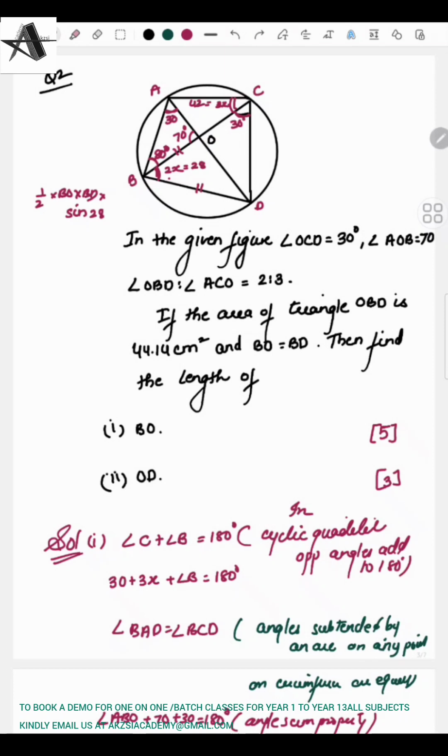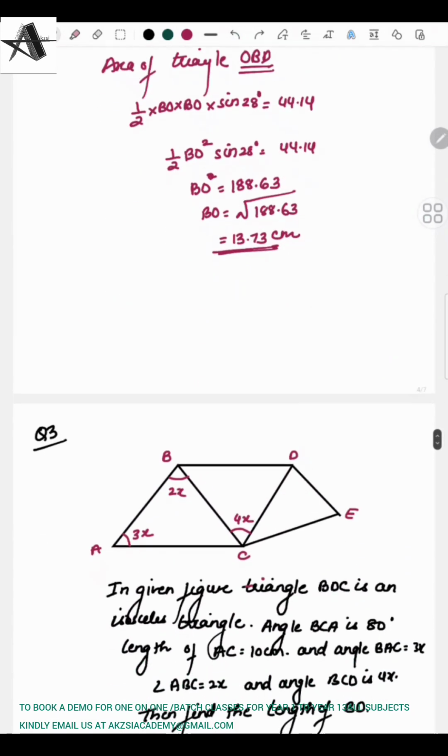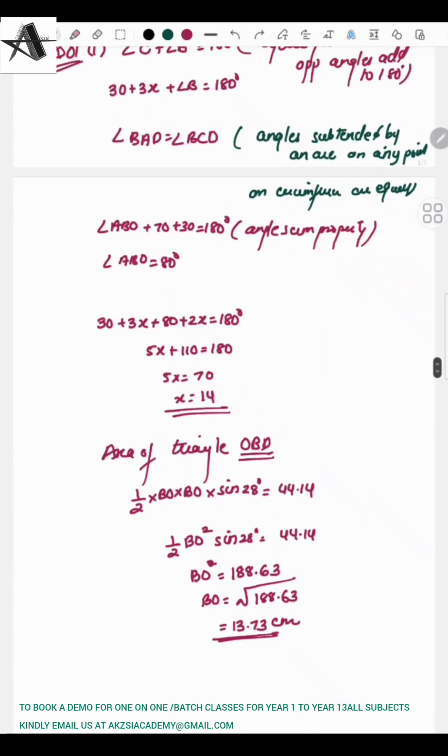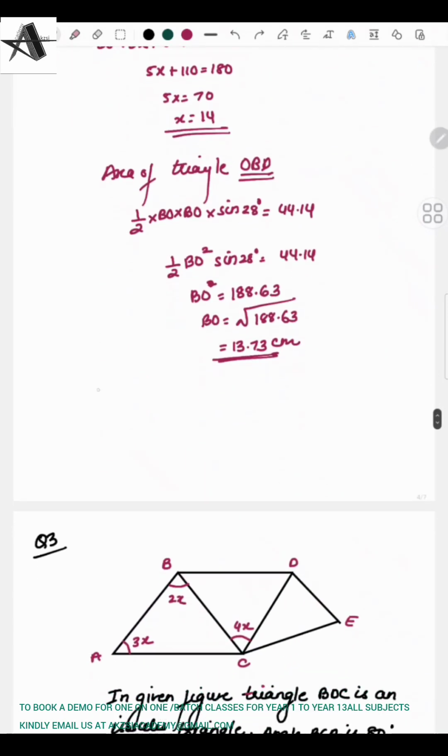DO is using cosine rule directly, because in cosine rule we need three sides and an angle. Which side I have to calculate? We have three sides and angle, we can easily apply the cosine rule. So I can say OD squared is equals to OB squared plus BD squared minus 2 cos of this angle, that is 28. So now applying this one, I can say that we have to calculate OD. So this will be for second, applying cosine rule.